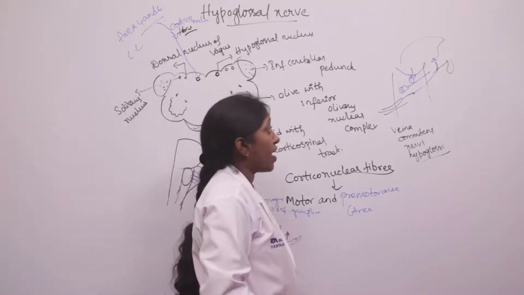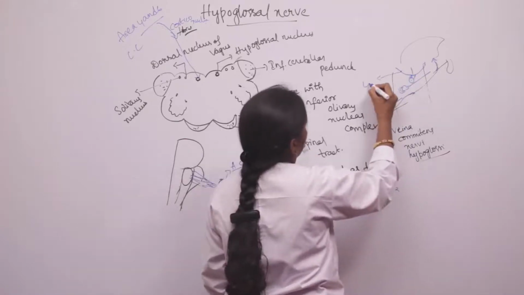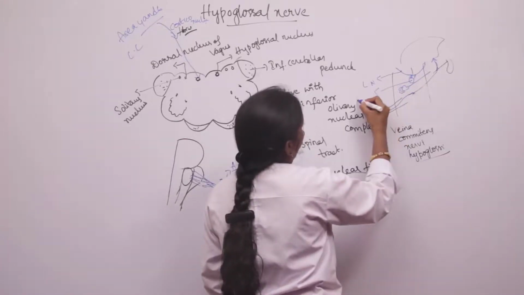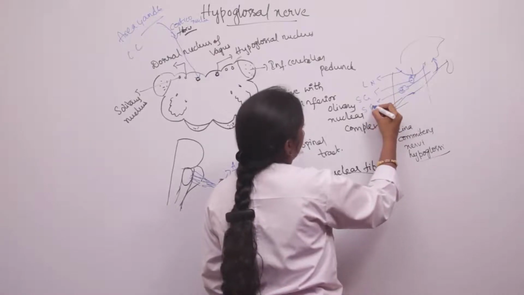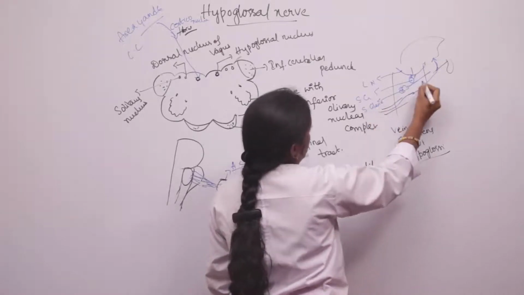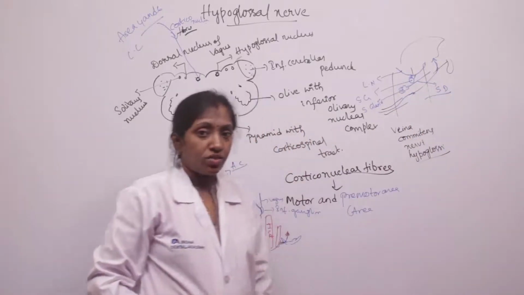In the digastric triangle, it is related to the lingual nerve. So this is the lingual nerve, this is the submandibular ganglion, this is the deep part of the submandibular gland, and this is the submandibular duct. It is related to all these structures.